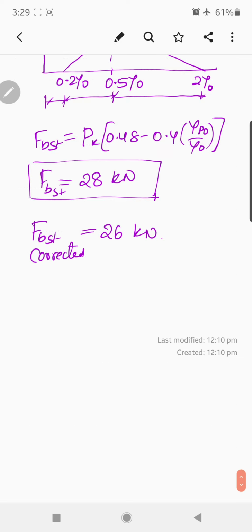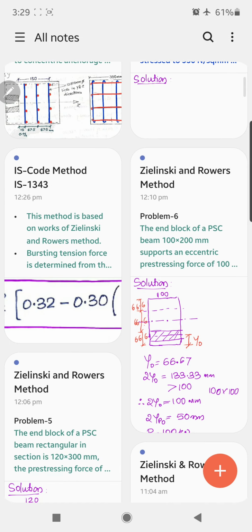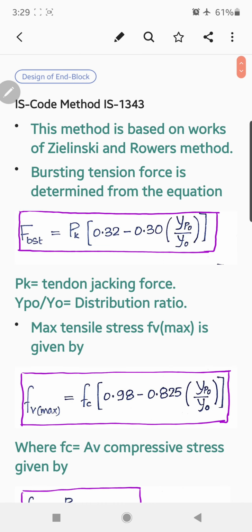Now let us consider the IS-Code method. So this IS-Code method is similar to that of Zielinski only. The only thing is the formula remains different. It is the continuity of Zielinski. Whichever problem we have solved by Zielinski, the same you can solve. Only FV max and FBST formula will change, nothing else. So this IS-Code method is based on the works of Zielinski and Rowers method.